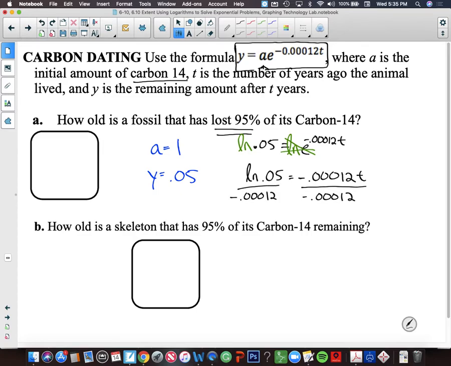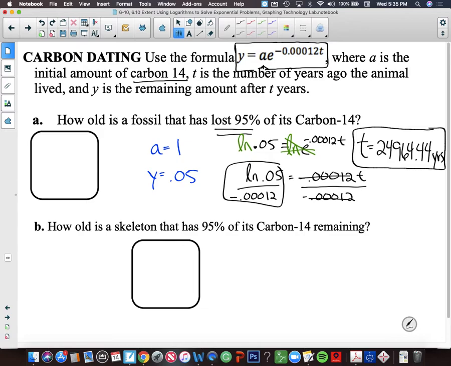Put that in your calculator. Those will cancel out. We put this stuff in our calculator, and we're going to get t equals something. So natural log of 0.05, sorry, careful with those decimals, divided by negative 0.00012. And we get 24,964. We'll go to the 100th spot again. So 44 years. That's old.